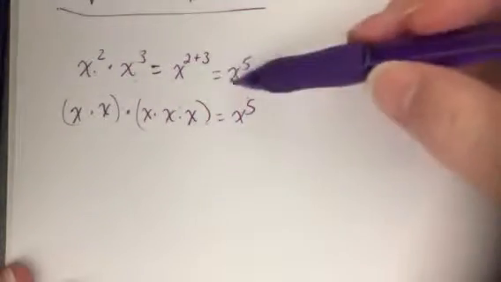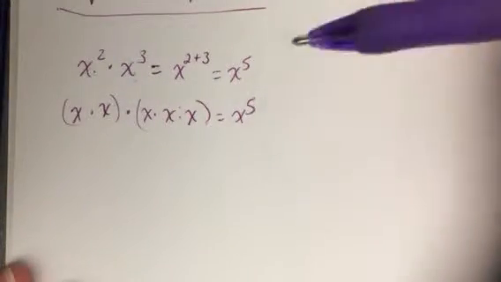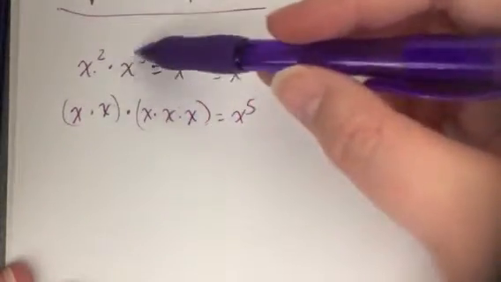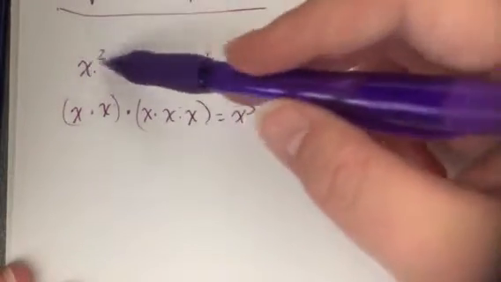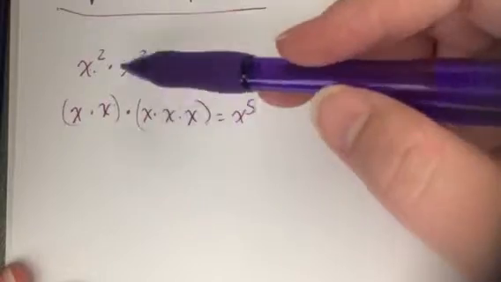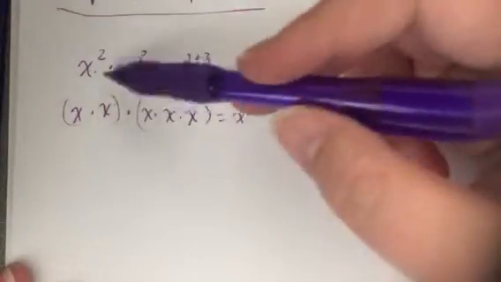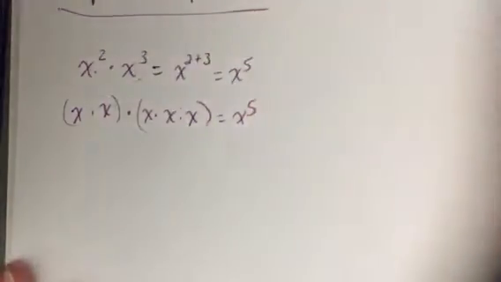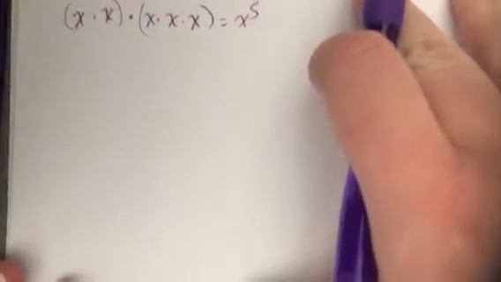Okay, so again, this was your product property. Bases are the same, add your exponents. If the bases are not the same, you do not add any exponents together. No adding of exponents if the bases are not the same. All right, so let's go to another property.